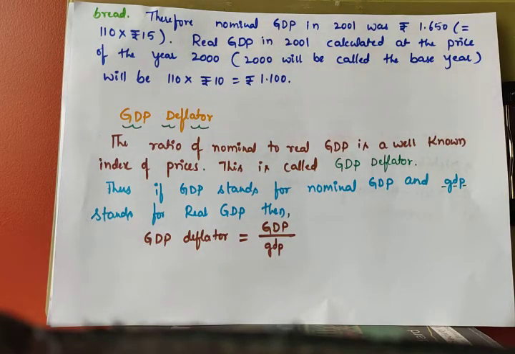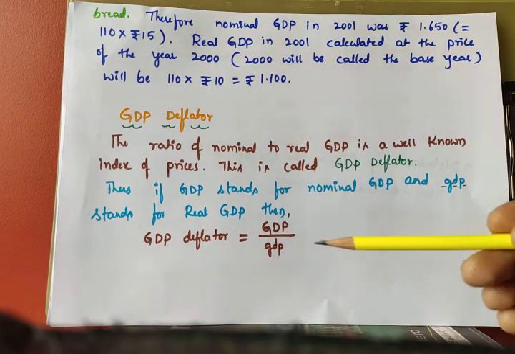For what purpose? To calculate the GDP, because we have to use the previous year and also the present year. That means the base year and also the current year. To calculate the prices of goods and services of the base year and current year, we need the GDP deflator. The GDP deflator is nothing but the ratio of nominal to real GDP. To calculate this, there is a formula.